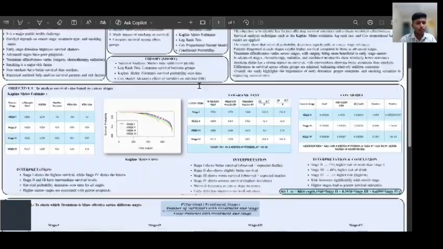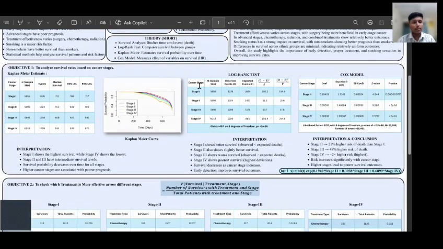So here is our first objective, to analyze the survival rate based on the cancer stages. Firstly, we use the Kaplan-Meier estimator to find the survival probability. We have four stages of cancer: stage 1, stage 2, stage 3, and stage 4. As we can see, the stage 1 median survival is 711. For stage 2, median survival is 703. For stage 3, median survival is 689. And stage 4, 651. So stage 1 has the highest median survival, so we can say that stage 1 has the higher survival probability.